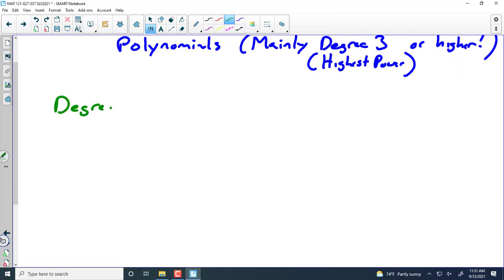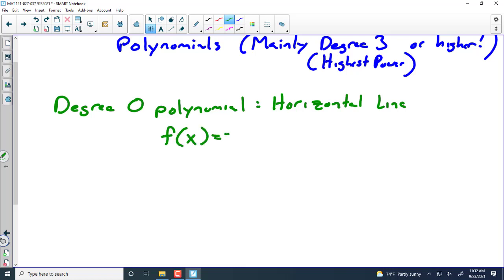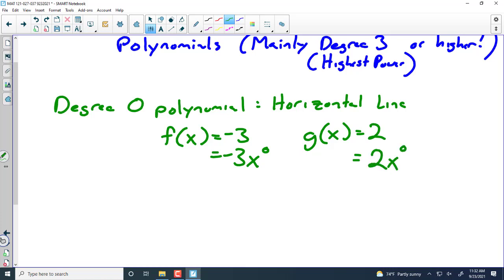You can have a degree 0 polynomial. And a degree 0 polynomial is just a horizontal line. The reason that works, everyone, is because a horizontal line is just going to be f of x equals a number, maybe a positive number, maybe a negative number. But it turns out you could rewrite this, and no one ever does this, but you could rewrite this as negative 3 times x to the 0, or 2 times x to the 0, because anything to the 0 power is 1. So putting an x to the 0 is like multiplying it by 1.